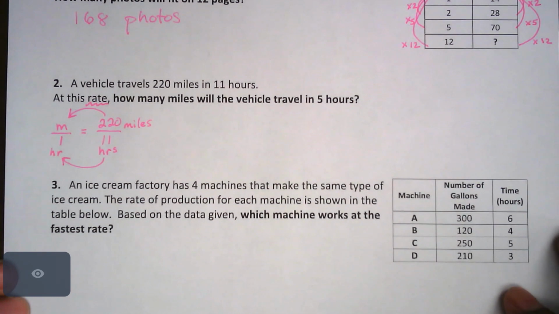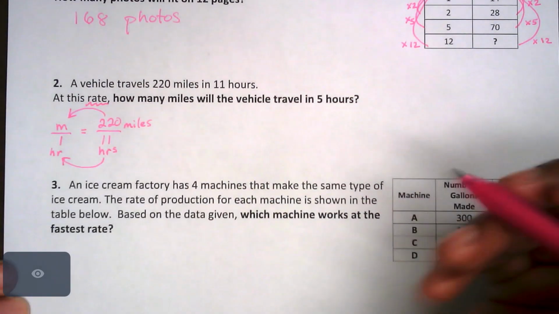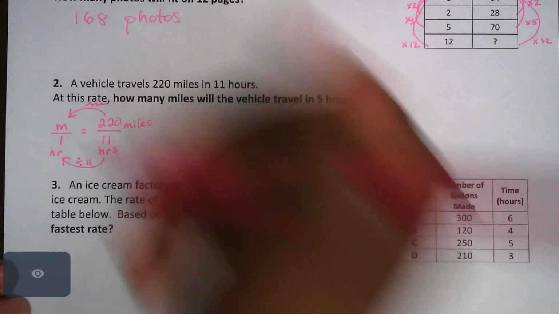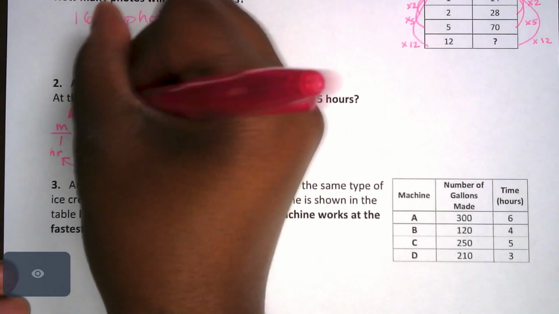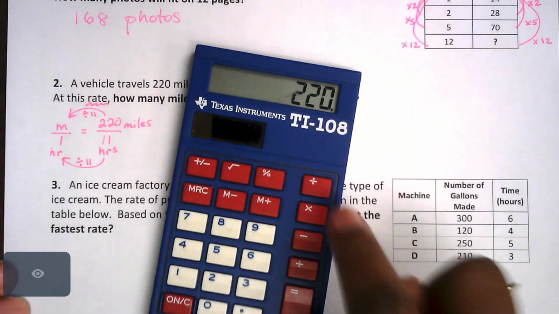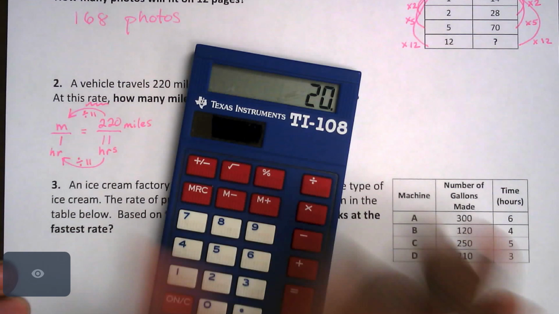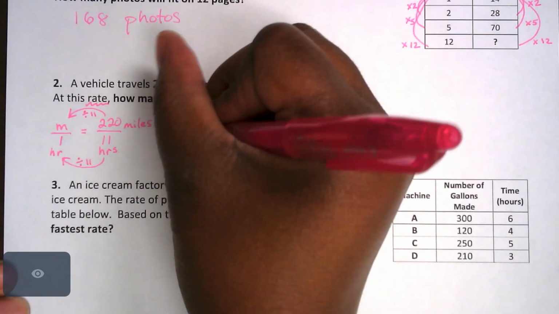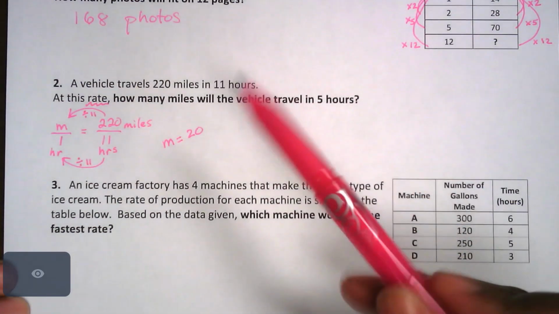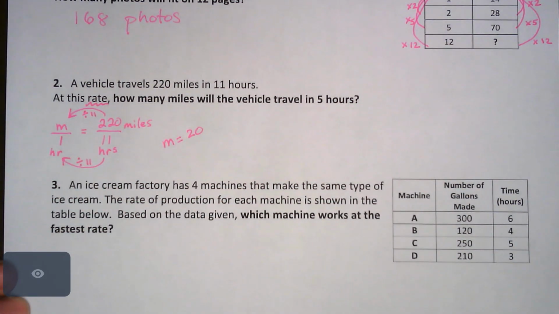in the same direction. So how am I going from 11 hours down to 1 hour? I am dividing by 11. So that means up here I need to also divide by 11. And I'm going to pop it to the calculator, 220 divided by 11. And I get 20. So I know that M equals 20. And what that means is that there are 20 miles per hour.